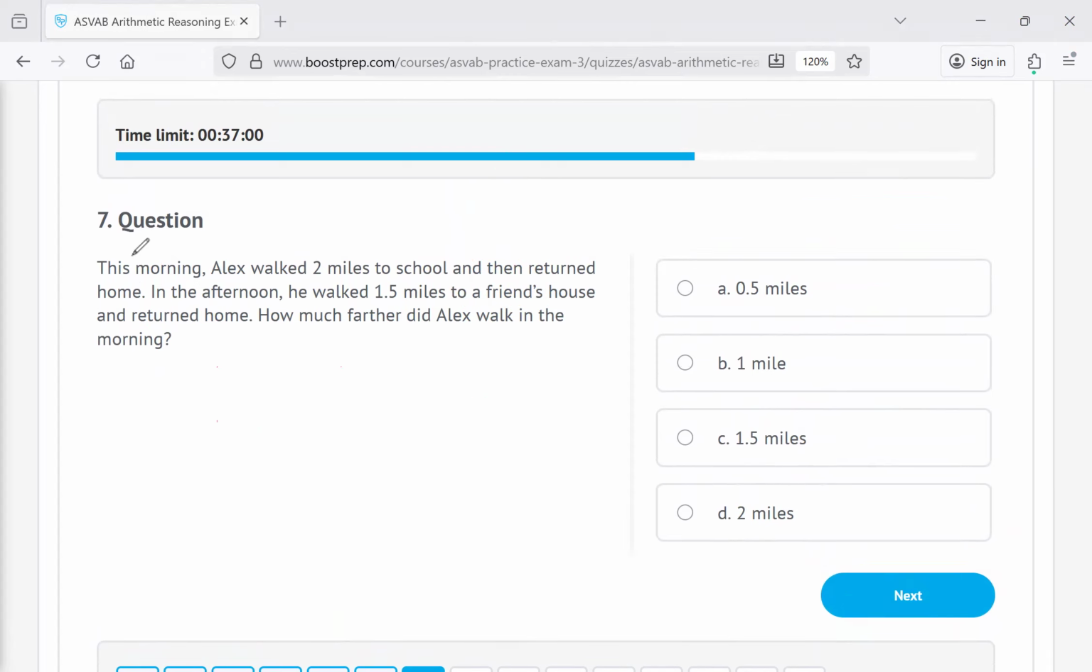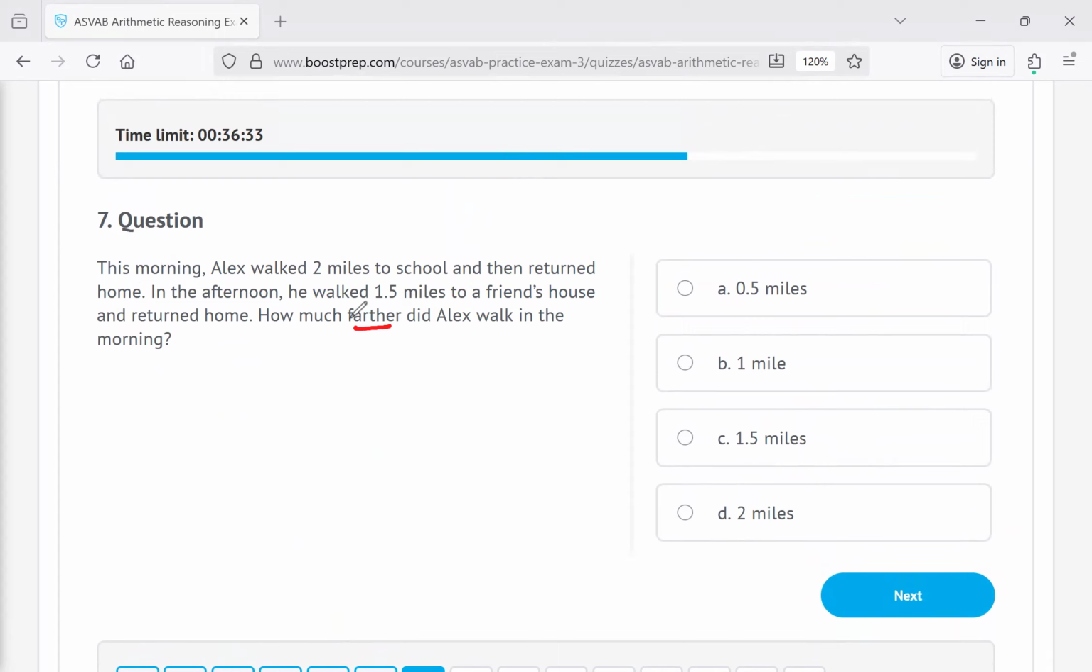Okay. This morning, Alex walks 2 miles to school and then returned home. In the afternoon, he walked 1.5 miles to a friend's house and returned home. How much further did Alex walk in the morning? So when I hear the word further, I automatically know it's subtraction. So you can kind of draw an image.